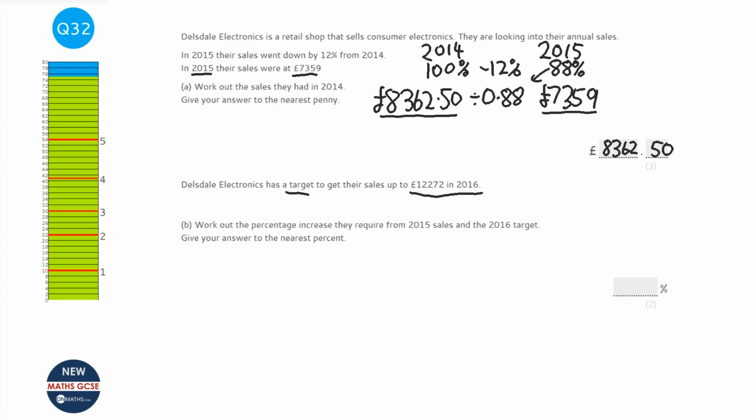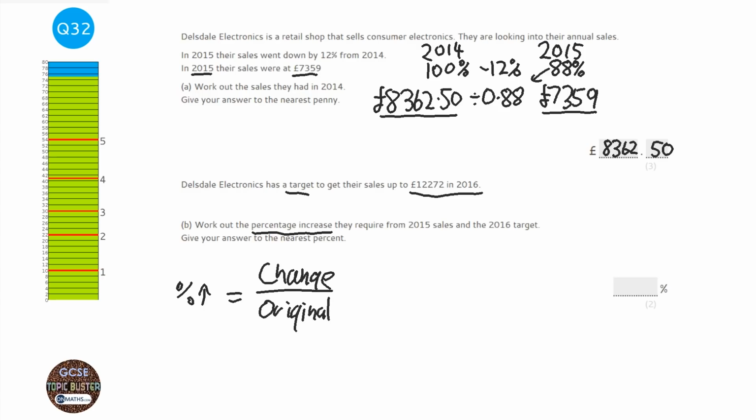Okay, the next question says that they have a target to get their sales up in 2016. What's the percentage increase? Now, percentage increase or percentage decrease, it's the same formula, it's change over original times 100. So the change, well, that's going to be 12272, take away the 2015 sales, so that's that one there, 7359.